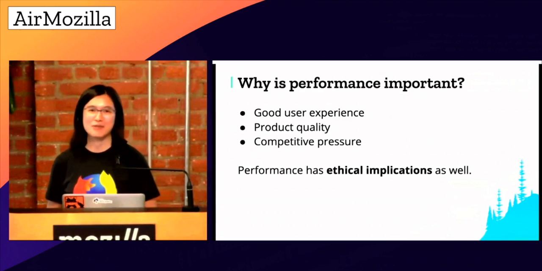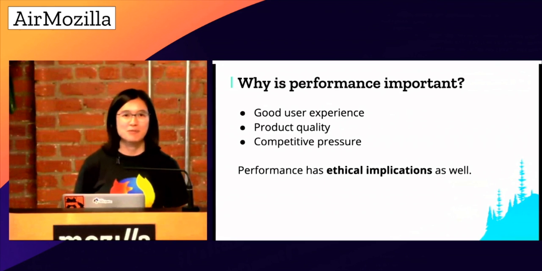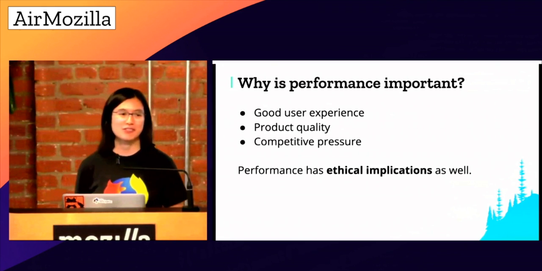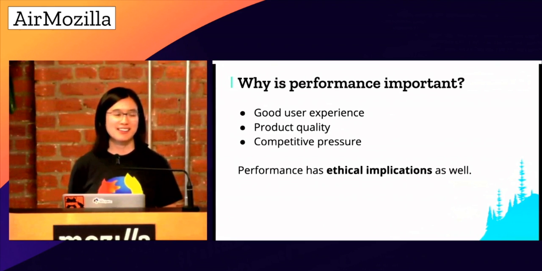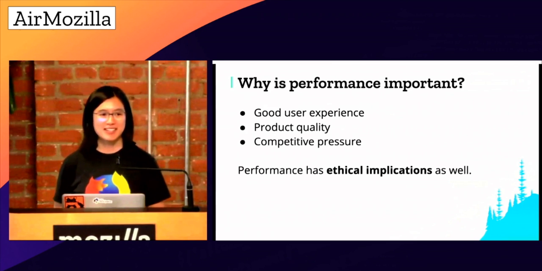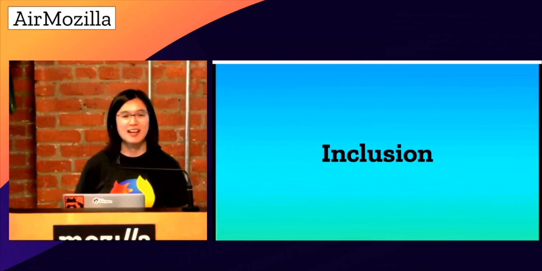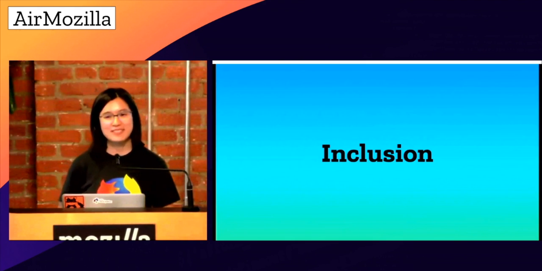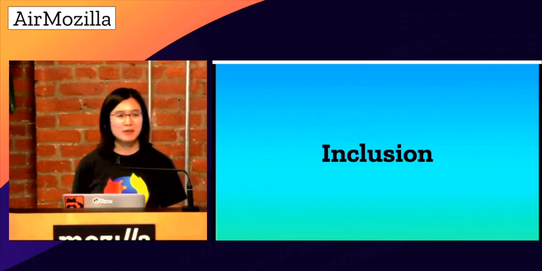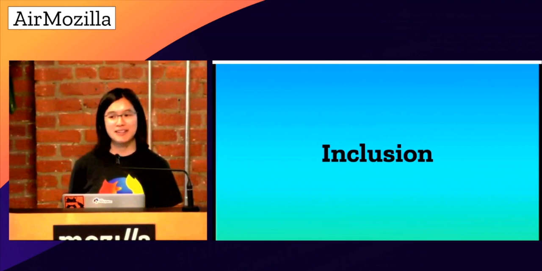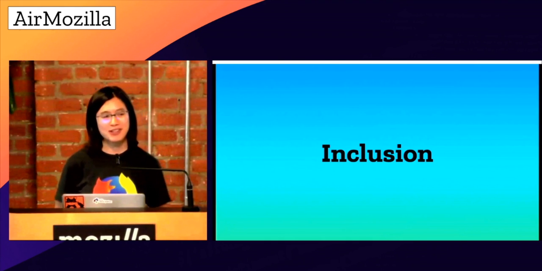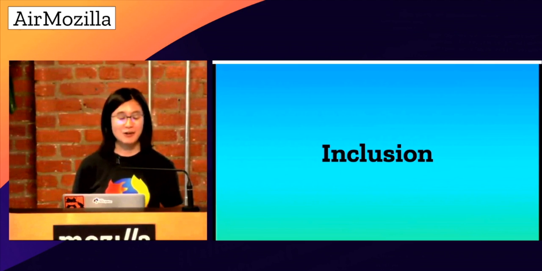Why is performance important? We want our users to have a good user experience. We want to produce a product that is of high quality, and we want to be competitive in the market. Performance has ethical implications as well. Inclusion. By prioritizing performance, we make our product inclusive to as many users as possible around the world, regardless of the hardware device that they use.